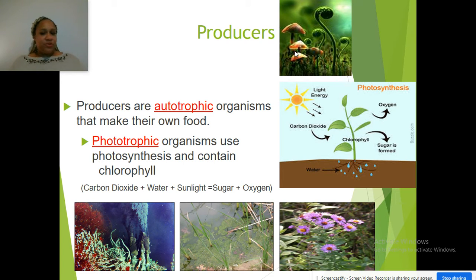So, talking about producers, notice photosynthesis right here. Everybody remember that, right? Of course you do. Sixth grade, fifth grade, all of that. Producers are autotrophic organisms that make their own food. Phototrophic organisms use photosynthesis and contain chlorophyll. So this means, once again, that sunlight is the major factor for all of existence, for all of this even happening. Sunlight plays a major role in producers producing what we need to consume. Okay?